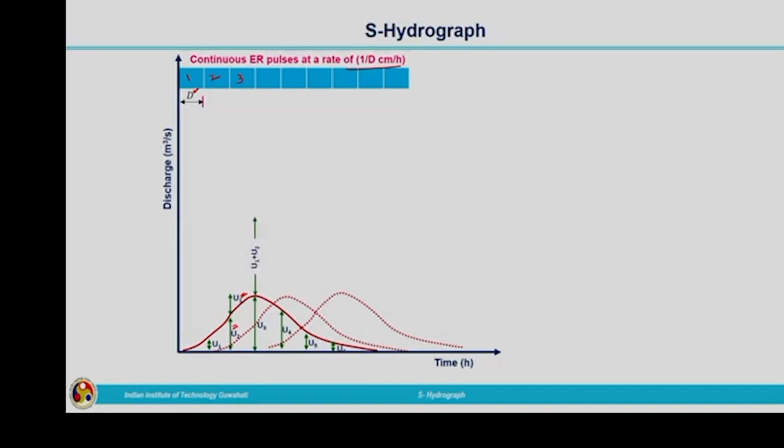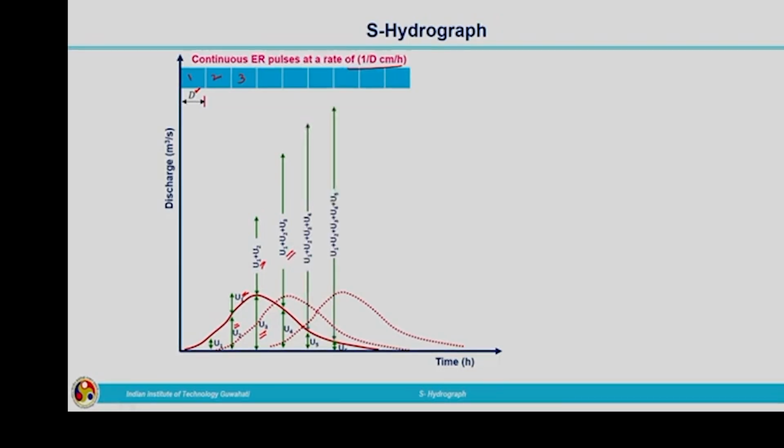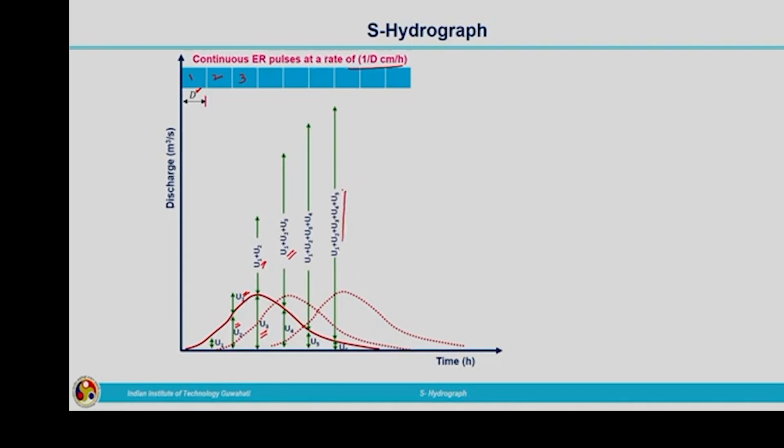In a similar way, when it comes to the third ordinate, it will be u3 plus u1 plus u2, and coming to the fourth ordinate it will be u4 plus u1 plus u2 plus u3. In a similar way it will be continuing, and when it comes to the sixth ordinate it will be u1 plus u2 plus u3 plus u4 plus u5 plus u6. So, this will be continuing like that.